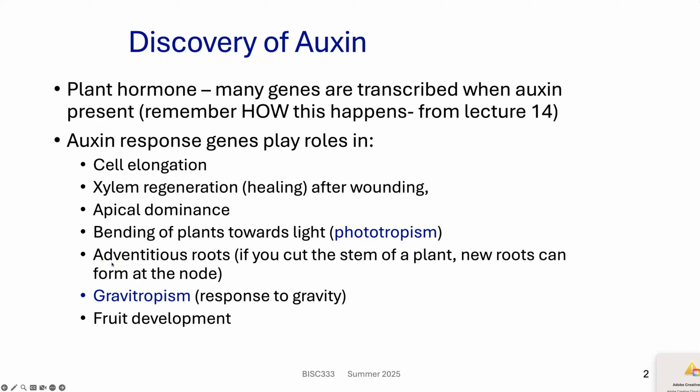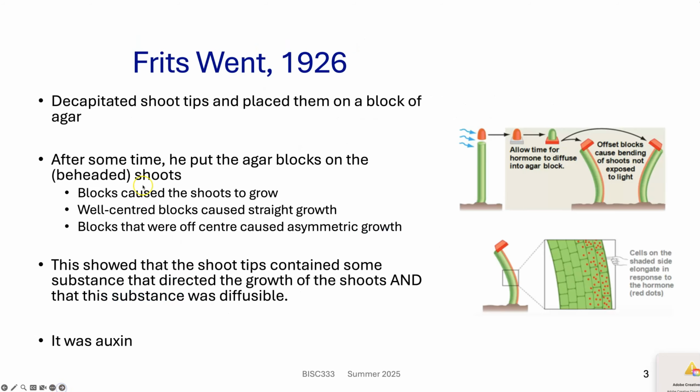Adventitious roots, so these are new roots that form, and if you've ever taken a cutting of a plant, a lot of us have done that, you clip the stem and then new roots form at the node, which is the place where the leaf emerges. If you remove that leaf, for a lot of plants, you can just put them in some water and get new roots. And fruit development, which we aren't going to really focus on, but that is one of the things that auxin does.